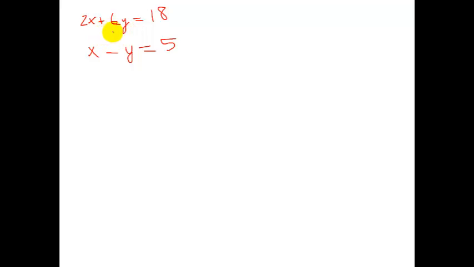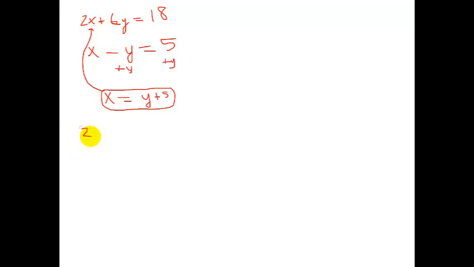So when you look at this, the first thing to check is neither one of them is solved for a single variable, so it's not set up that well for substitution. However, there's an x by itself right here, so you could easily add y to the other side, plus y, plus y, and you'd get x equals y plus 5.